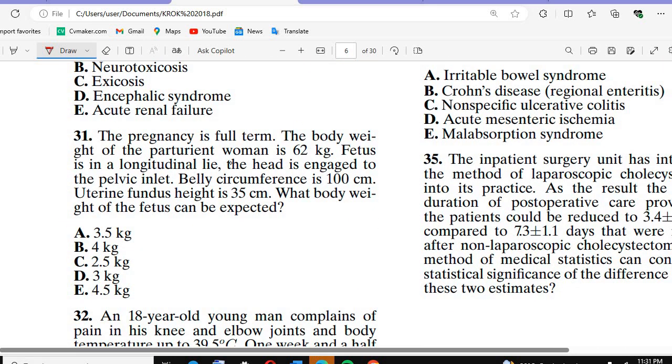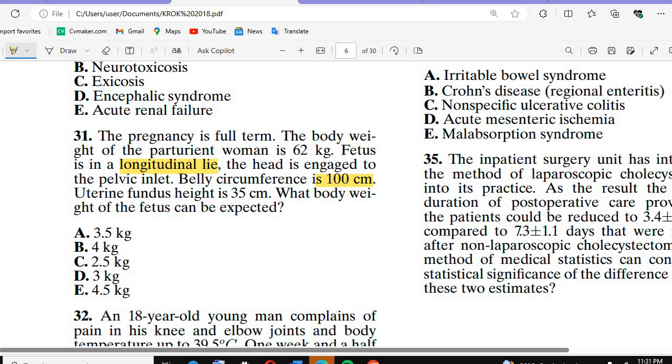Question 31: the pregnancy is full term. The body weight of the parturient woman is 62 kg. The fetus is in the longitudinal lie. Now you can see the fetus is in what lie? It is the longitudinal lie. The head is engaged to the pelvic inlet. The belly circumference is 100 cm. Uterus fundus. What body weight of the fetus can be suspected? So for calculating the body weight, what do we have to do?